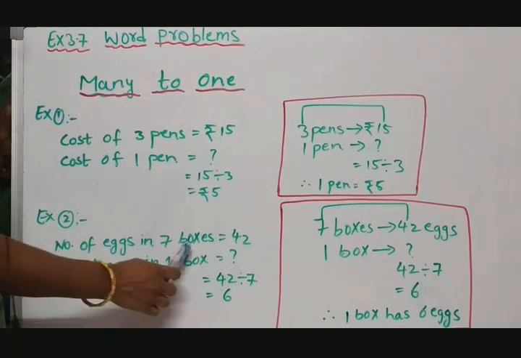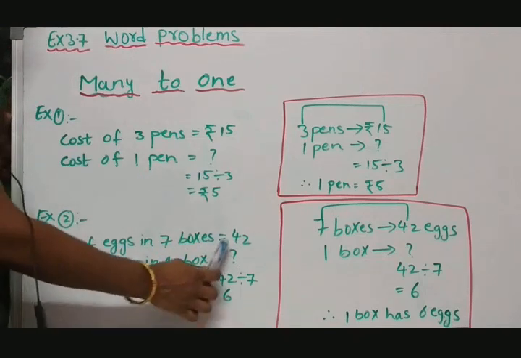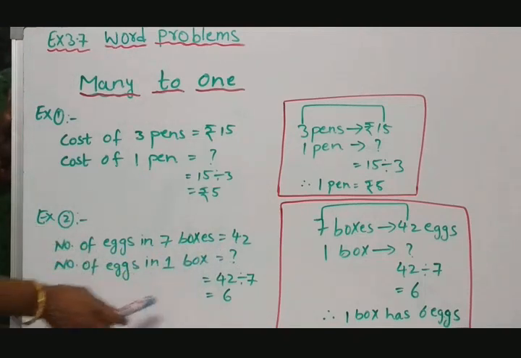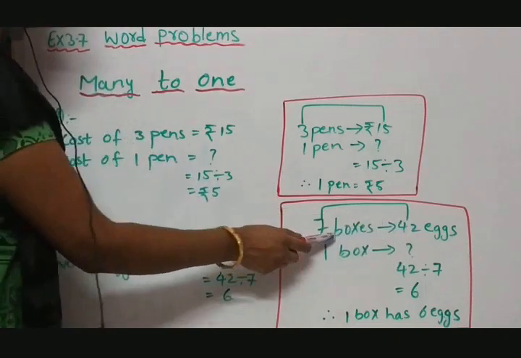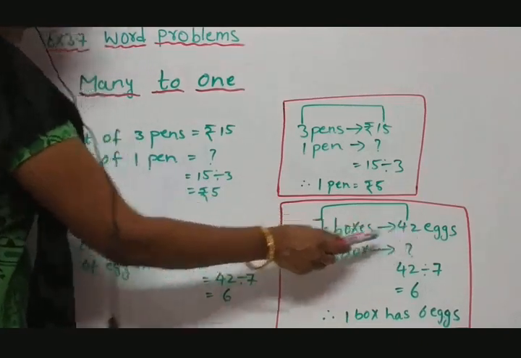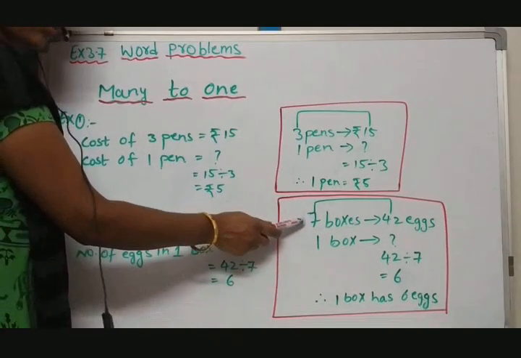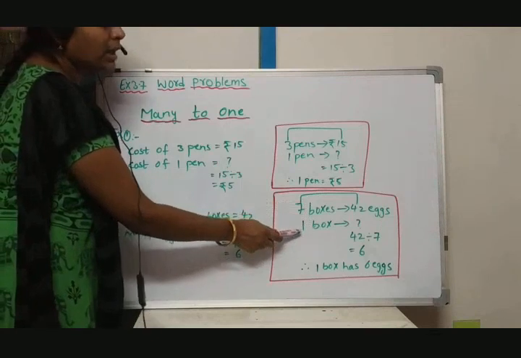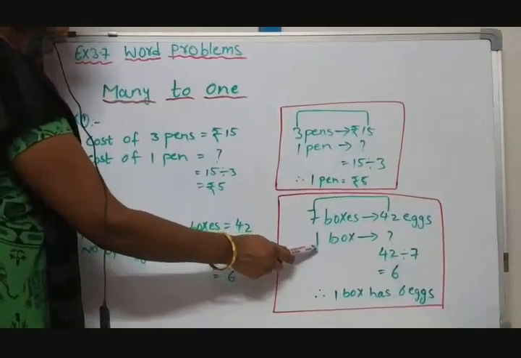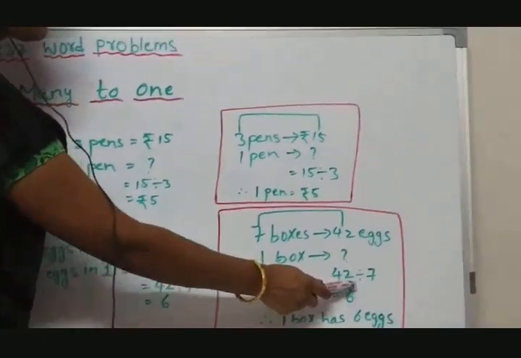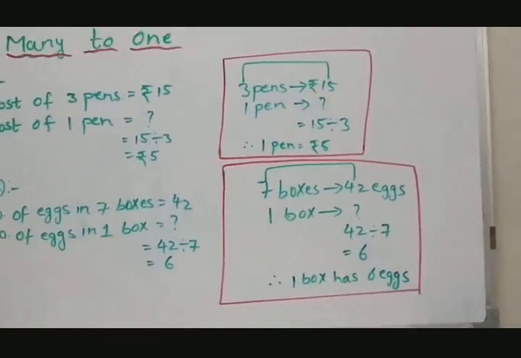In this example, number of eggs in 7 boxes is 42. Number of eggs in 1 box, which we need to find out. So here 7 boxes have 42 eggs. So in many boxes there are 42 eggs. We need to find in 1 box. Many boxes information is given and we need to find the number of eggs in 1 box. So the operation we need to use is division. So 42 divided by 7 is 6.